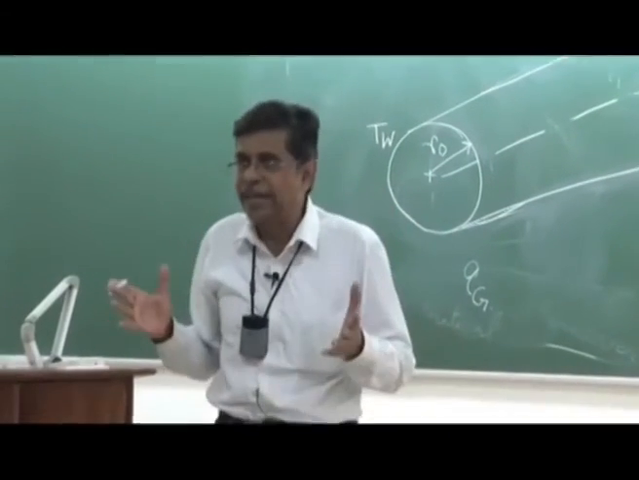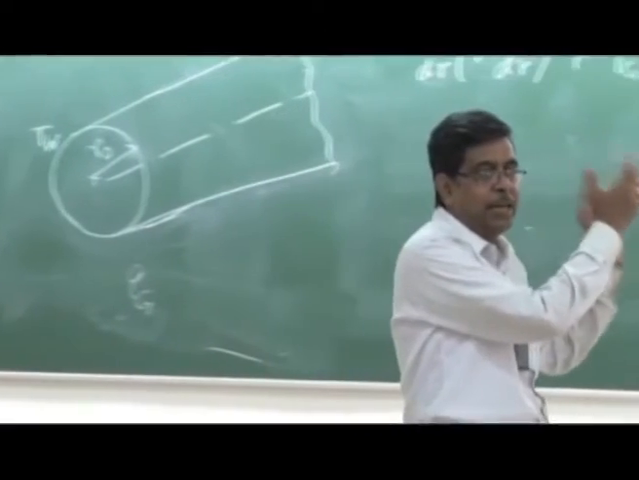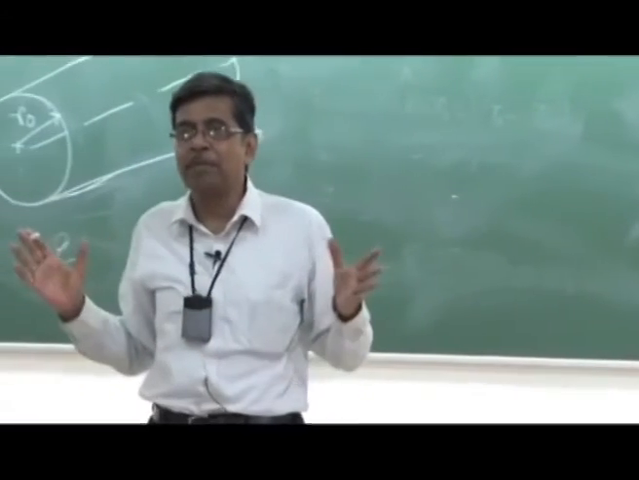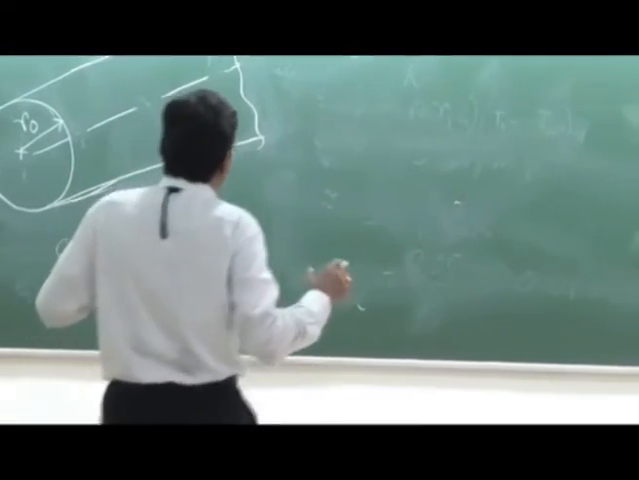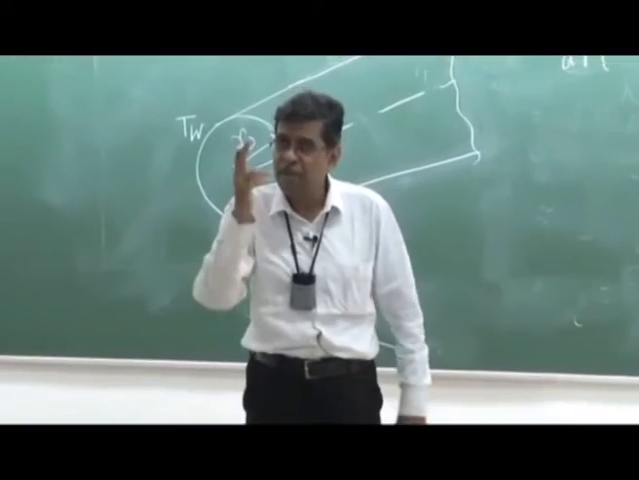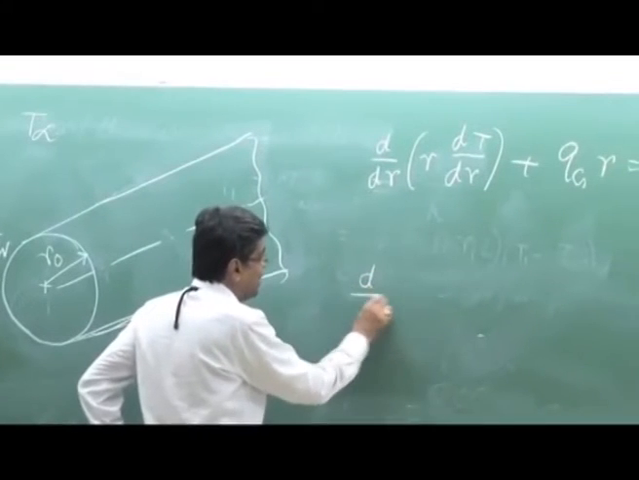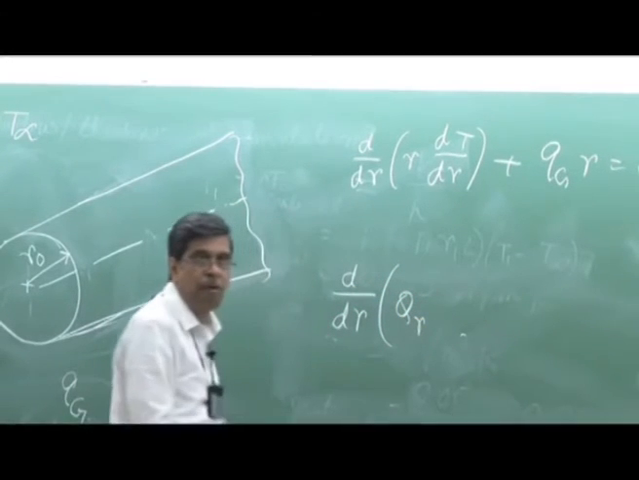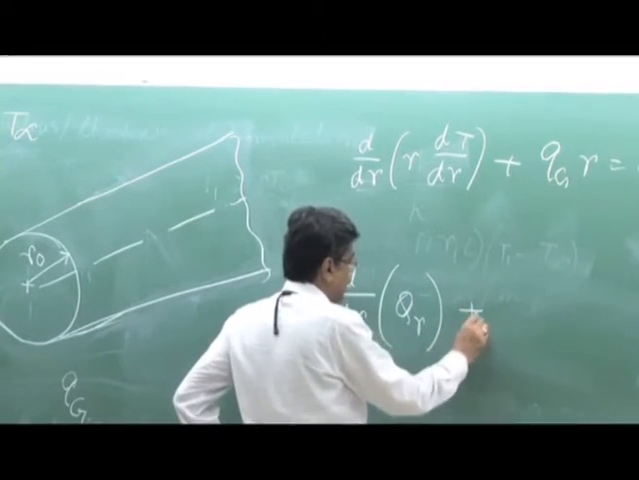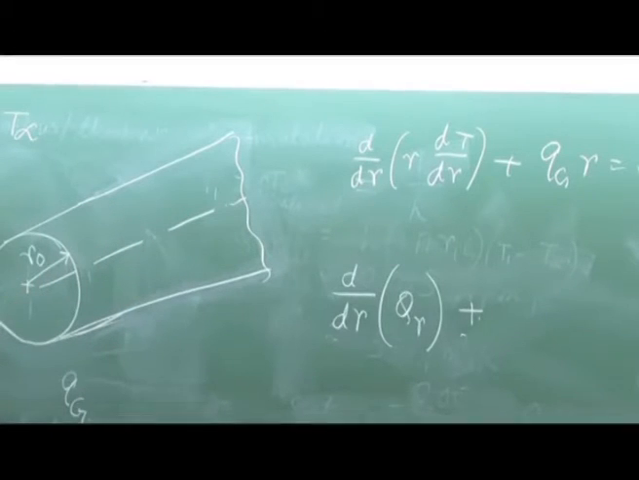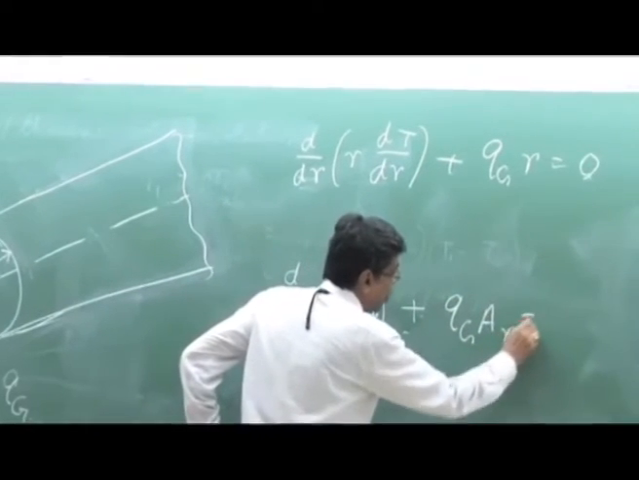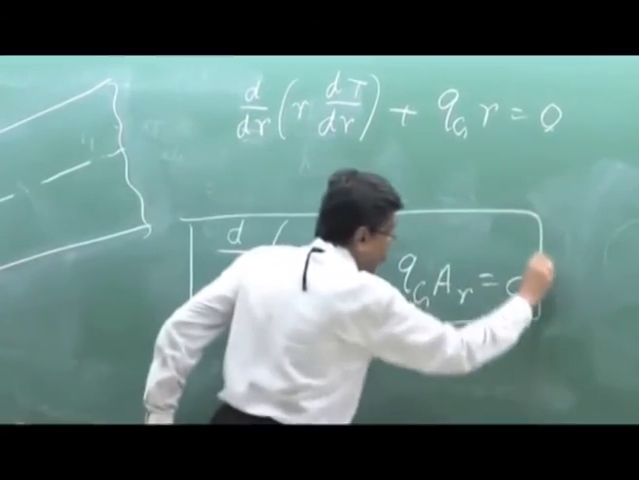You may get it from the general heat conduction equation, temperature distribution, but I will recommend, I am telling again and again, for a steady one-dimensional heat conduction, you generate it from that. This may be cylindrical, this may be plane wall. Very important for you that it is like this, d/dr of qr Ar plus qg Ar0, because this is very easy to remember.